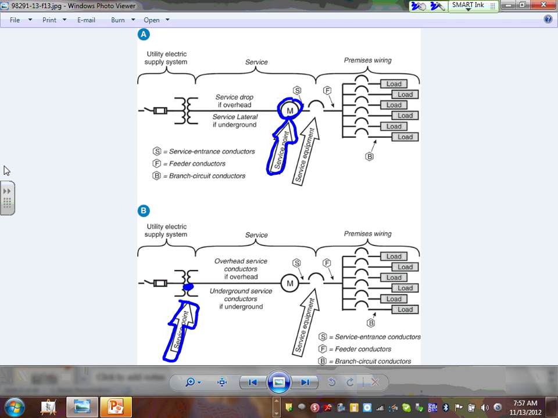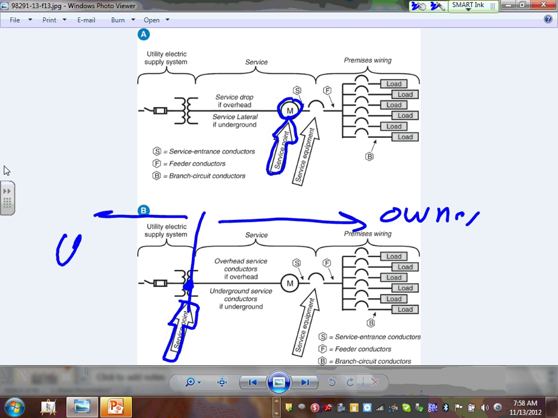So the service point will decide who owns what. If the service point is here, then you own the overhead conductors. Highly unlikely. Overhead service becomes overhead service conductors. From this point on, owner. From here, utility. You can see that? What about the meter? The meter will be owned by the utility, of course, but you own the cabinet.